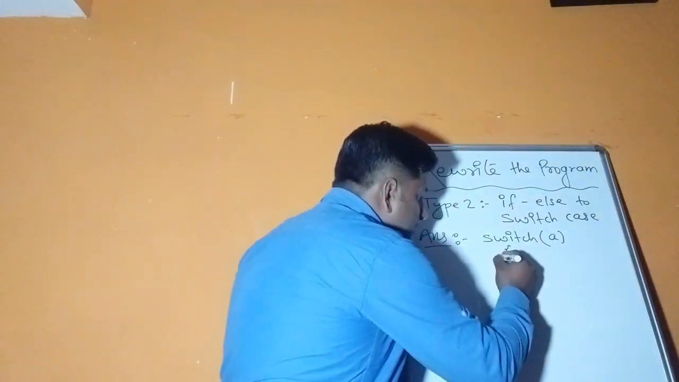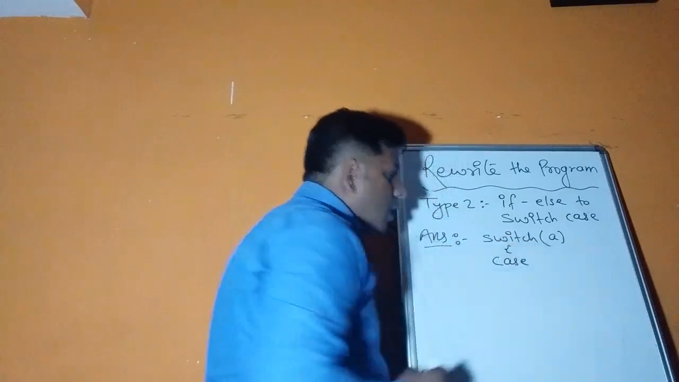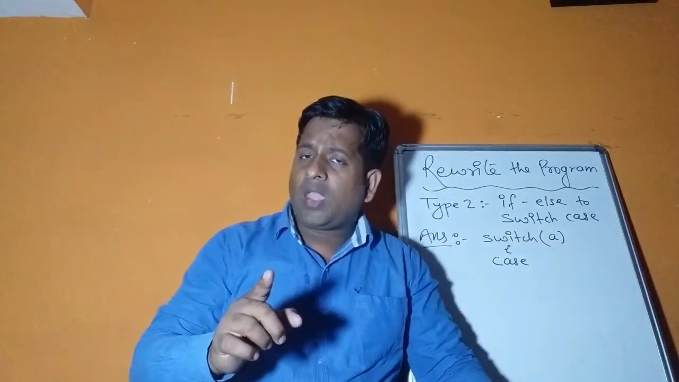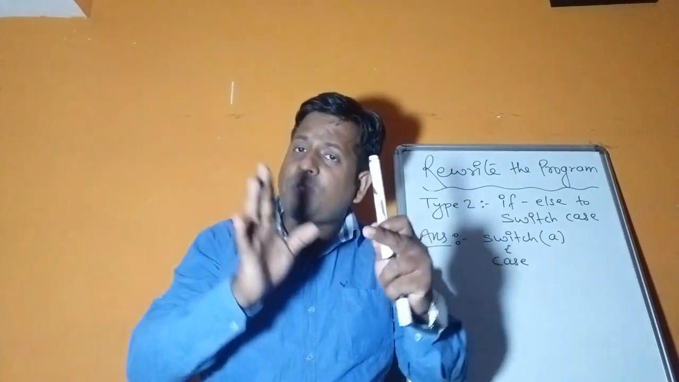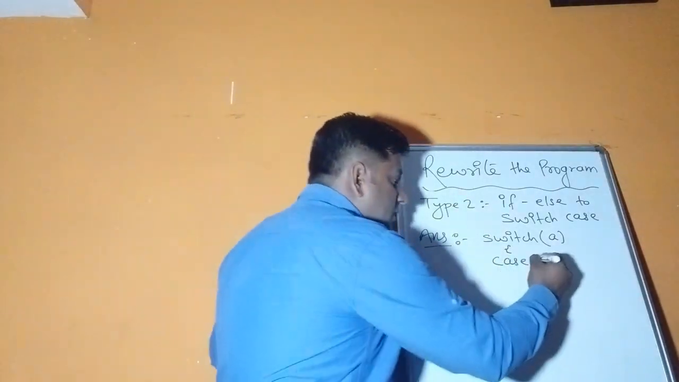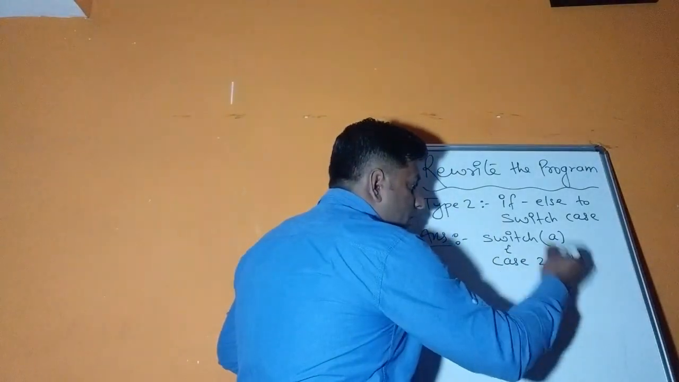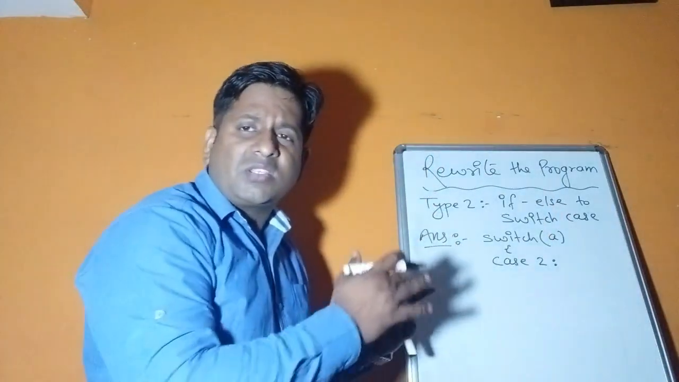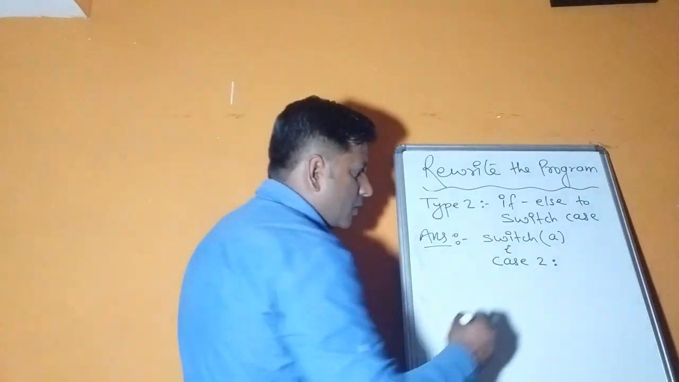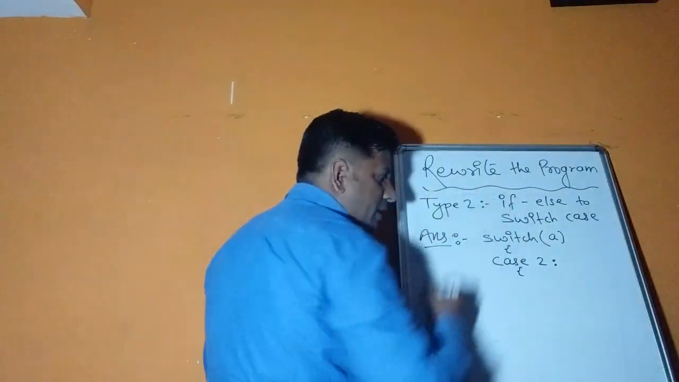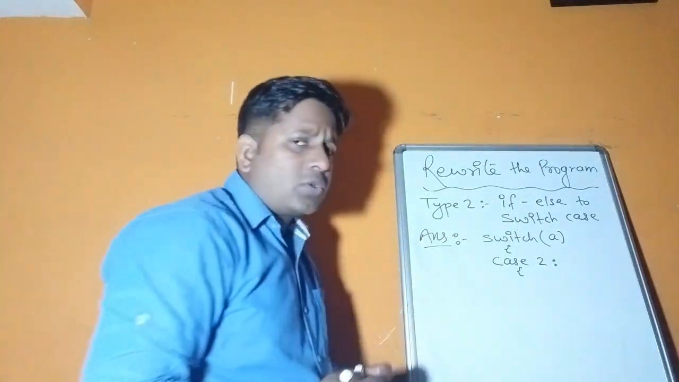Then case. Now see, the value of a was 2 and 3 in the question. So the first value was 2, so we'll mention here case 2, then colon. Okay, this is the syntax of switch case. How we write the switch case program is the syntax. Then curly bracket again.